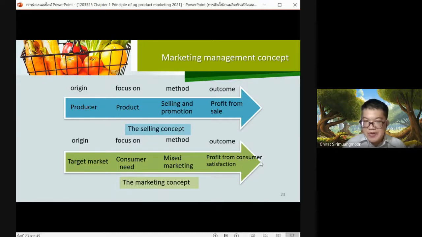So see, profit is the result in both of them, but the profit comes in different ways. In the selling concept, the profit is from the sales, but in the marketing concept, the profit is from consumer satisfaction. For me personally, I think the marketing concept has more sustainability. It should be good for the long run, because if consumers are happy with your product, they will keep consuming your products.